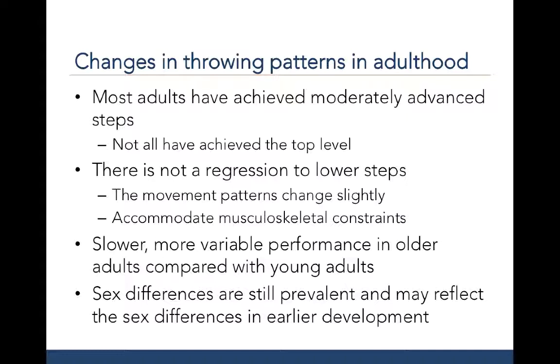With that said, the throwing outcomes are slower and more variable in older adults compared with younger adults. What I mean by this is that the movement pattern is slower and that the final ball velocity is slower than young adults. Also, the patterns are less consistent and the range of movement and the final ball velocities differ from one throw to the next. Lastly, sex differences are still prevalent in older adults. This might simply reflect the sex differences seen in earlier development.